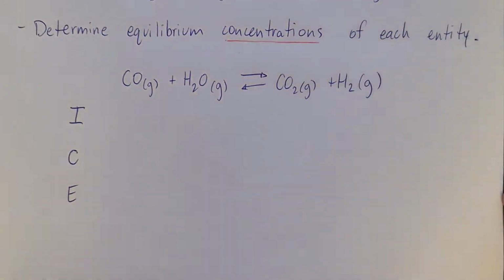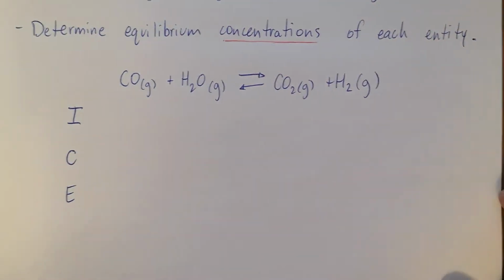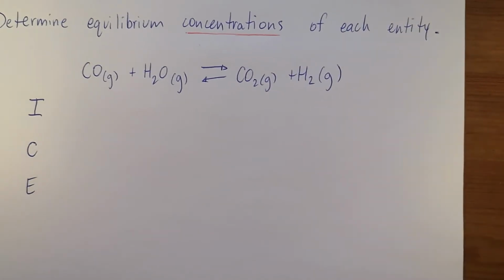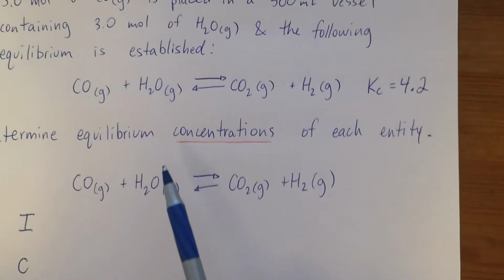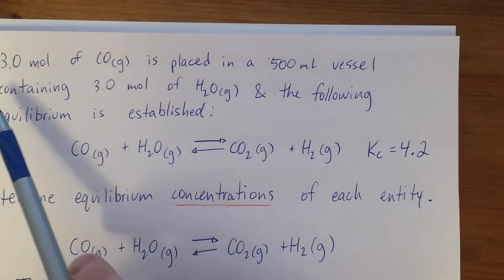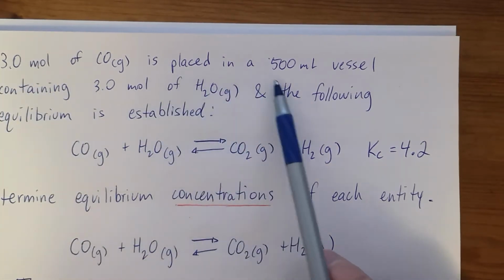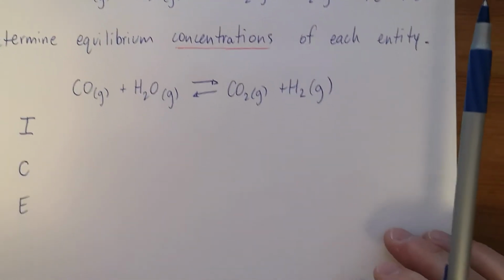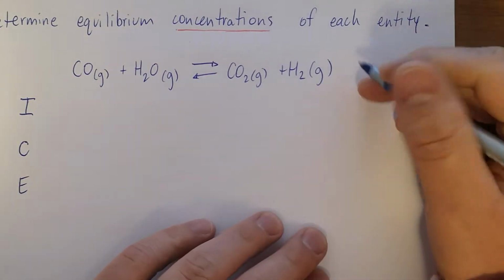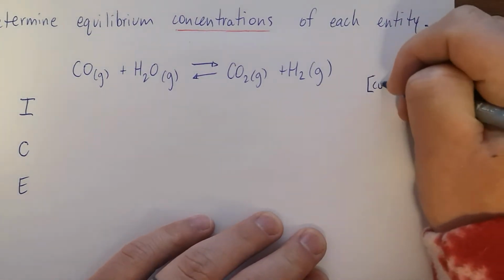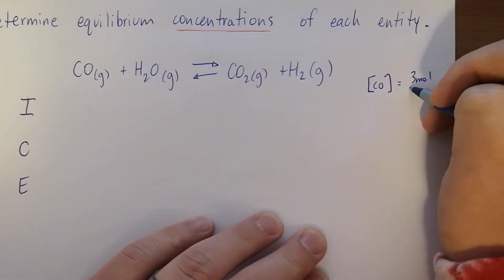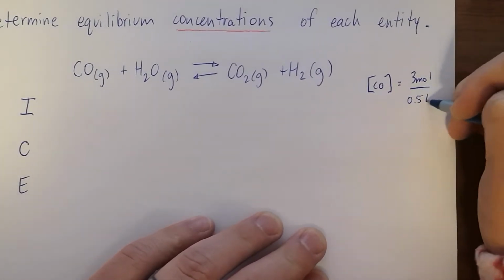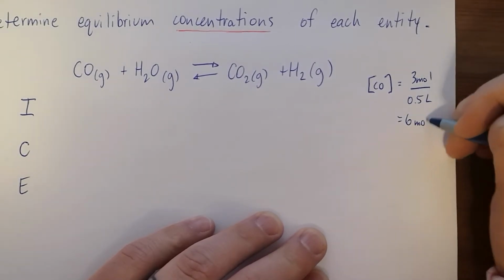It's going to go in an ice table. All right, but there's lots of work to do. The ice table this time we're going to use concentrations. We have the initial amounts of these guys, 3 moles, right? 3 moles of each of them. We also know the volume that they're contained in, so we can get that concentration. So I'll just do that over here. Carbon monoxide concentration was 3 moles. 500 milliliters is equal to half a liter, so that's 6 moles per liter.